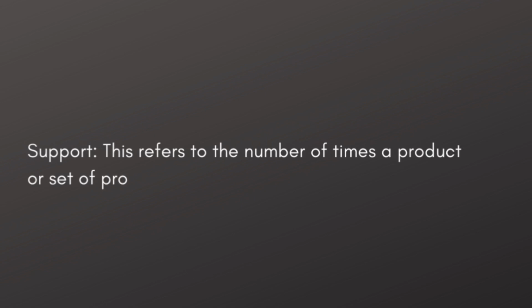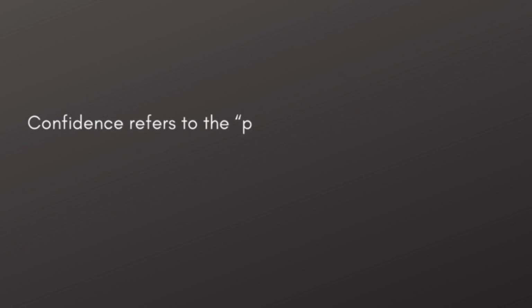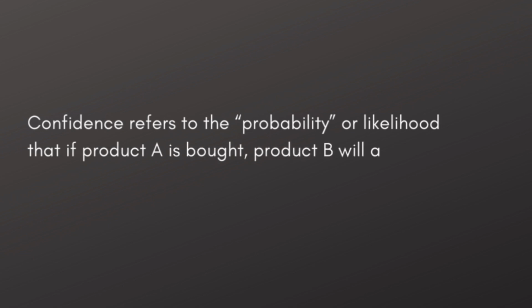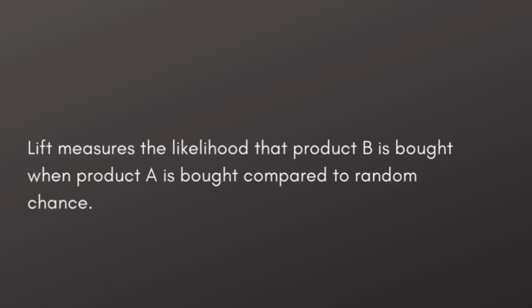So support refers to the number of times that a product or set of products appear in the same transactions. That's the number of times that product A and product B will be bought together. That is what support is. Then confidence refers to the probability or likelihood that if a customer buys product A, then that customer will also buy product B. Then the third variable is lift. Lift means the likelihood that product B is bought when product A is bought compared to a random chance.